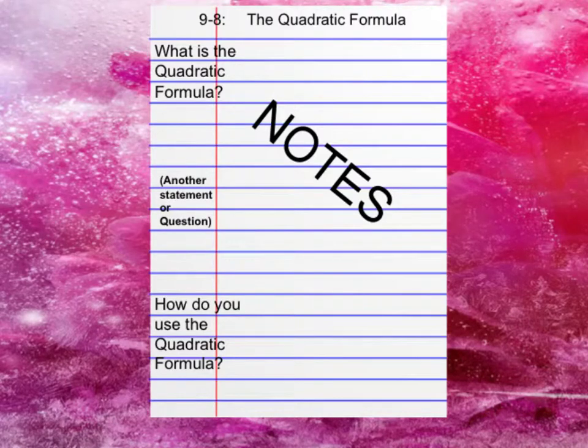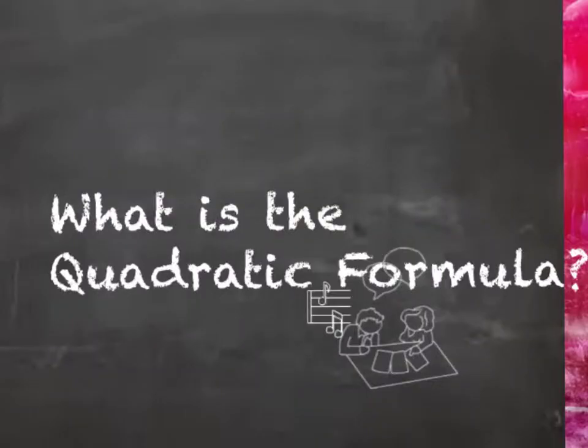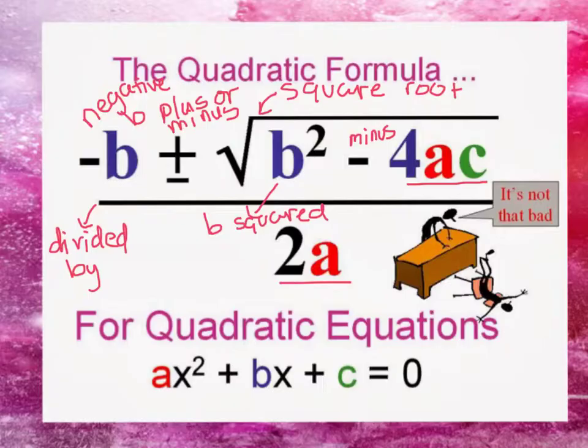Here is an example of how your notes should be set up for this section 9-8, the quadratic formula. What is the quadratic formula? We will answer this question by the end of the video. And here it is, the quadratic formula. The quadratic formula is another method to use to solve a quadratic equation when looking for the solutions, or we call them the zeros, or you can also refer to them as the roots.